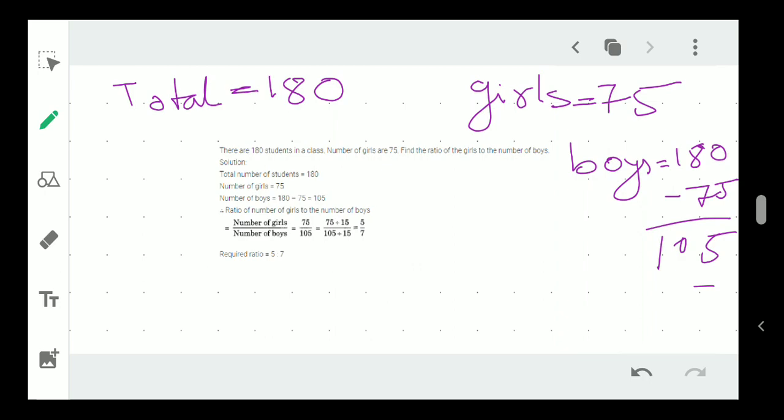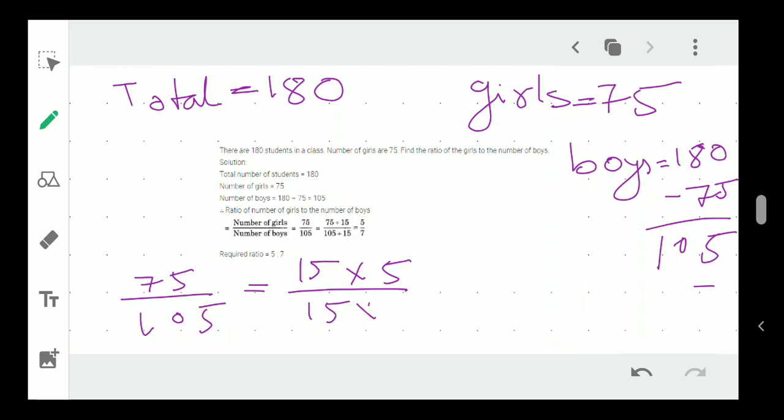We can see here 75 divided by 105. You can write 75 as 15 into 5, right? And 105 you can write as 15 into 7. So that means 15 is gone, and you have 5 by 7 at last. So you can write 5:7 as the answer. So this is how we represent a ratio.